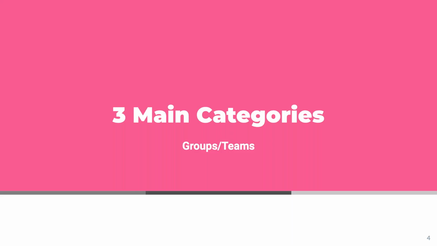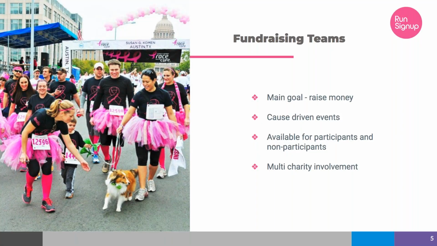So we have 3 main categories for groups and teams. Our first category is fundraising teams. This is going to be somebody that is setting up a race and their main goal is to raise money. Maybe it's a race that is specifically around one charity, and it is very cause driven. We can use participants as well as non-participants that can set up their teams. And you can also have multiple charities involved with this, with multiple teams within those charities. So it is a great way to bring awareness, raise a lot of money, and get groups involved.